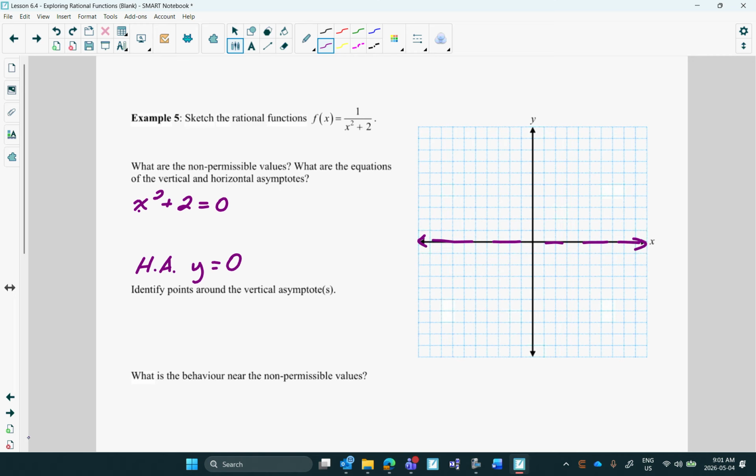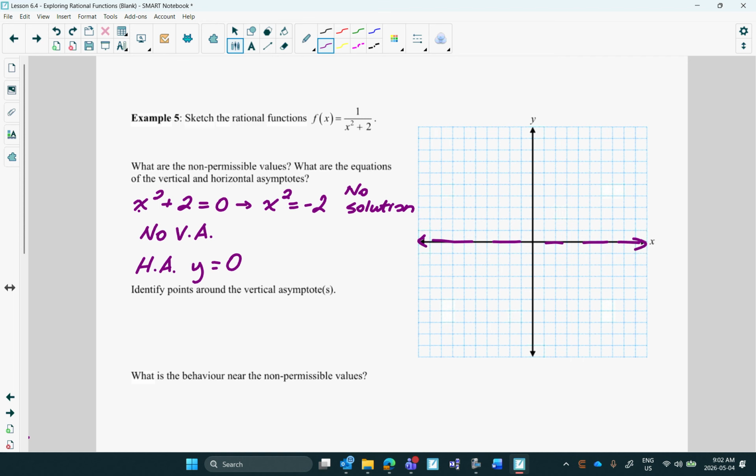Because think about it. If I move the plus 2 to the other side, I get negative 2. And then I take the positive and negative square root of negative 2, but you can't do that. So there's no solution. Which means there's no vertical asymptote this time. Which means I can't really do this. If there's no vertical asymptote, I can't get any points around it.